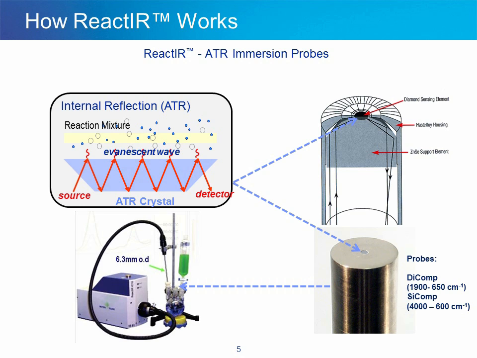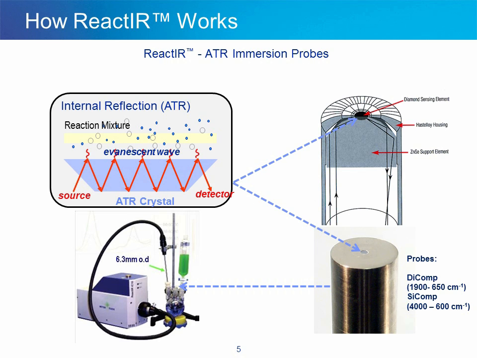On the left-hand side, I'd like to describe what an attenuated total reflectance experiment involves. It involves an ATR crystal, which is usually a zinc selenide crystal. The infrared light source is passed through the crystal. As it bounces through the crystal, some of the infrared light sneaks into the reaction mixture. When that light sneaks into that reaction mixture, we call that light the evanescent wave.